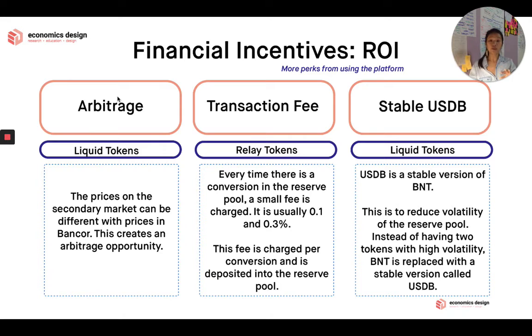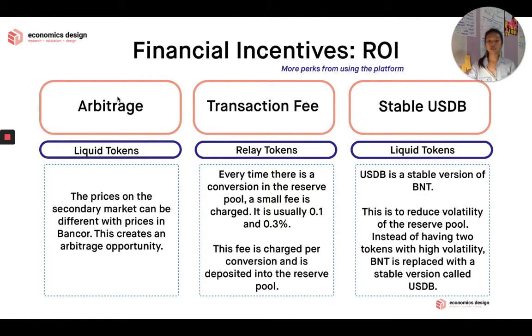This could happen, but it will not happen for long because there are a lot of people who are looking for such opportunities because it's risk-free. People go out, buy and sell so that they make the spread, the difference, and they will continue until it levels up. Then there'll be no arbitrage anymore. This could happen, but it will not last for long.